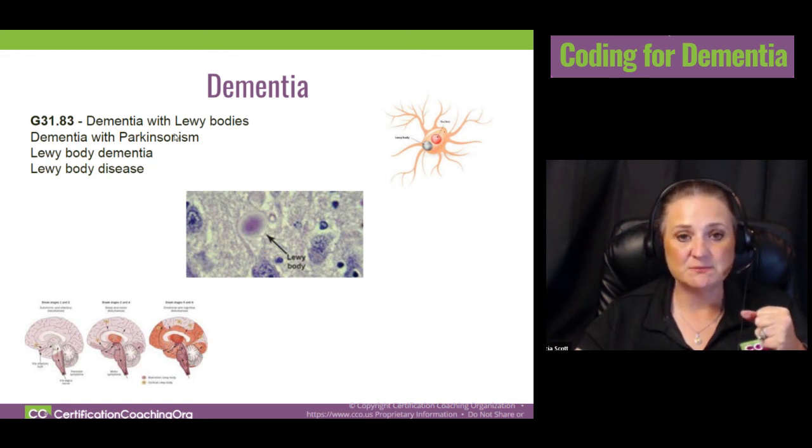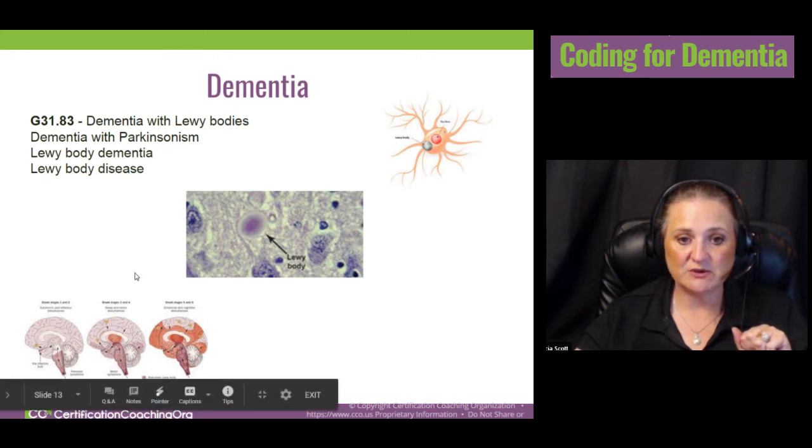Okay, and when it's dementia with Lewy bodies, that's G31.83, and they may just say Lewy body dementia, but if it's dementia with Parkinsonism, okay, so your code at the highest specificity is going to be G31.83. Lewy body disease. There's these little extra proteins that the body is producing.